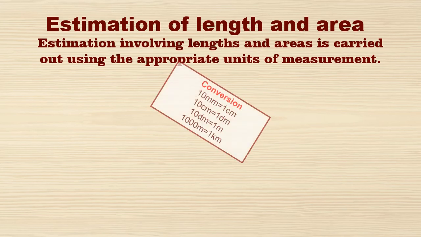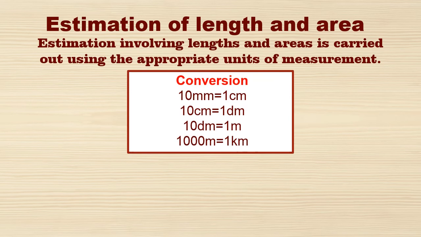Here is a table for the conversion. 10 mm is equal to 1 cm, 10 cm is equal to 1 decimeter, 10 decimeters is equal to 1 meter, 1000 meters is equal to 1 kilometer.